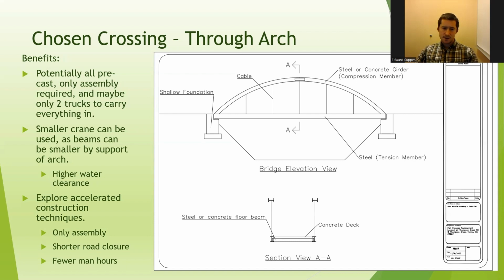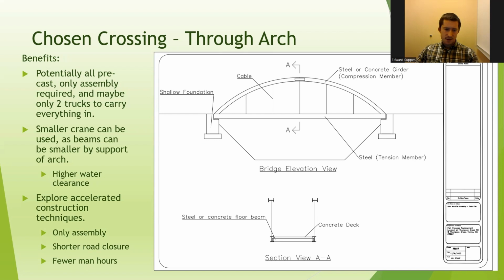Ultimately, the crossing that was chosen was a through arch bridge with the arch above the span, not because it was the best alternative or what the client would want in a real-world situation, but because it would be an interesting thing to design. With the arch on top taking compression, it can be either steel or concrete. The beam would be a steel tension member that is connected to the arch to take its compression. Then there would be cables coming down from the arch to the beam. It could still be supported by shallow foundations.